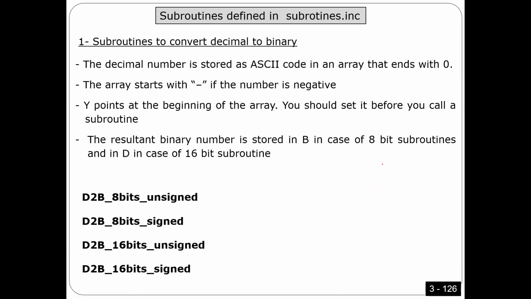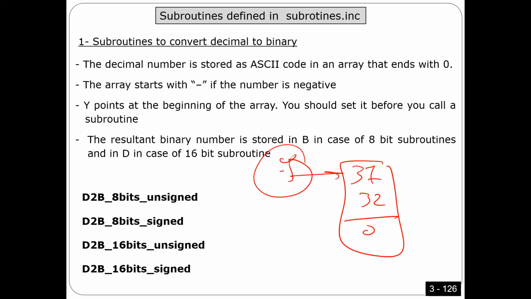All you have to do is have something like 37, 32, and then 0. The beginning address, you have to put it in register Y, and then you have to call one of these functions. These functions are going to convert this decimal number to binary and store it in register B or register G. That's it. You got what I'm saying?